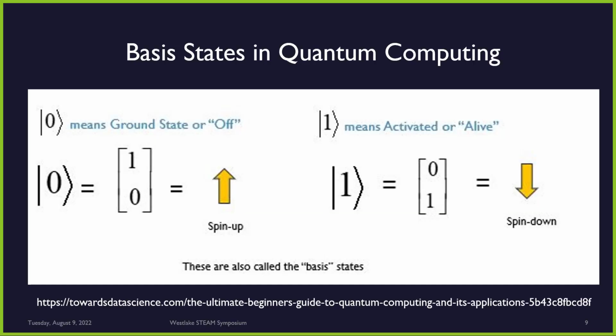Basis states in quantum computing. 0 ket means ground state or off and is shown with an arrow or vector pointing to the North Pole.